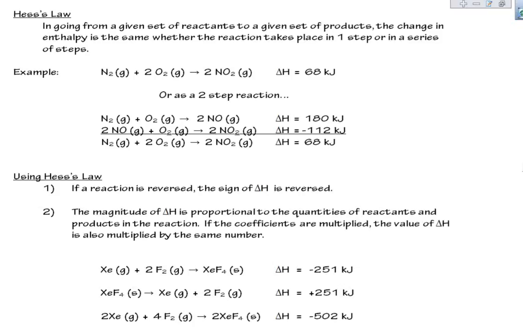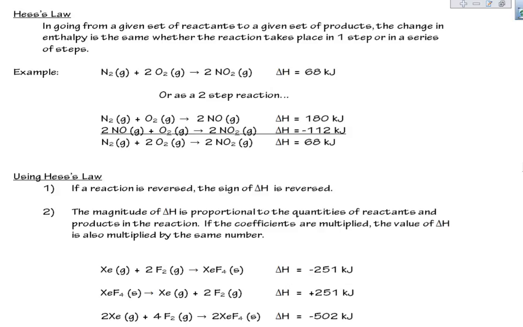All right, so the first major topic in thermochemistry was calorimetry, studying heat transfers using that equation: mass times specific heat times temperature change. Here's the second big topic in thermochemistry. It's something called Hess's law. I think you're going to like this. Hess's law refers to reactions that can take place in more than one step.